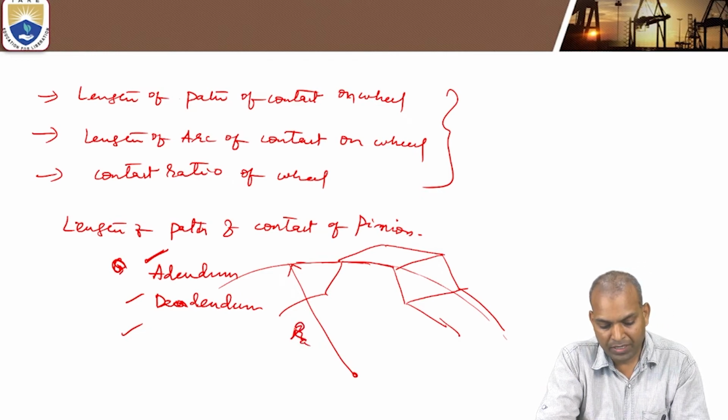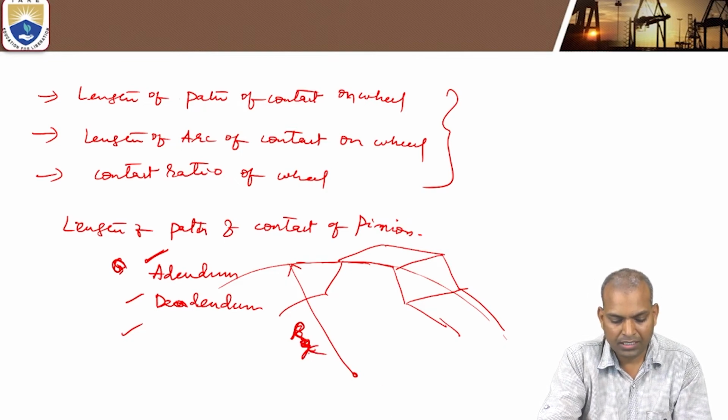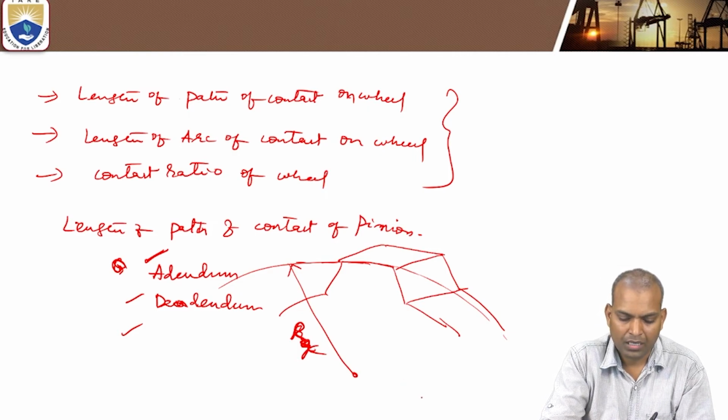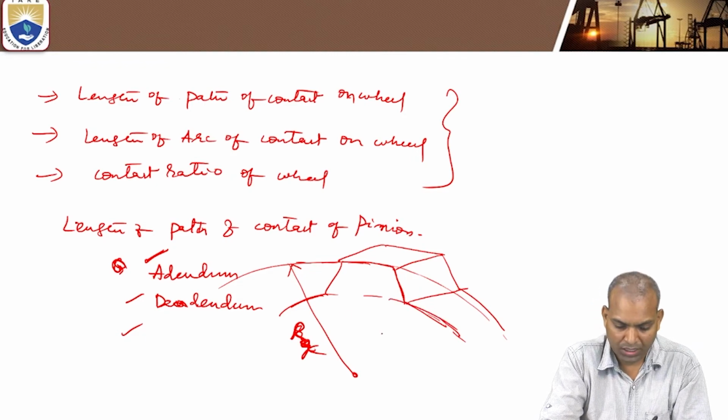For the gear wheel it is capital RA, capital RG. That is called the addendum radius, capital R, the radius of the gear. And dedendum means the downward circle, downward touching. It is not the root. Root is different from dedendum.